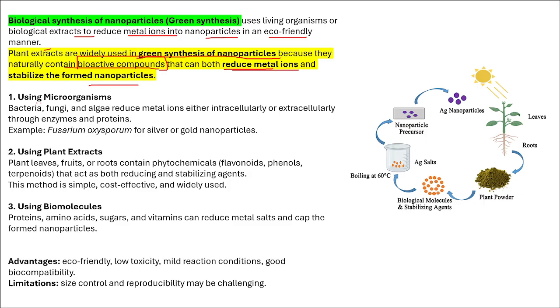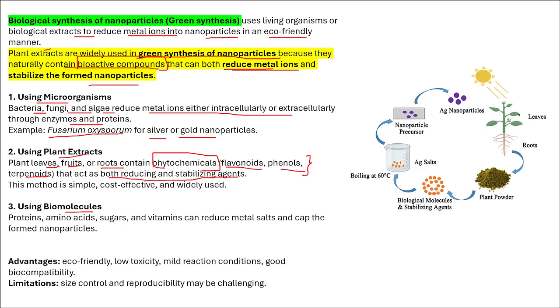So this can be done by using microorganisms like bacteria, fungi, algae. They reduce metal ions either intracellularly or extracellularly through enzymes and proteins. So like Fusarium oxysporum is used for synthesis of silver or gold nanoparticles. Using plant extracts like plant leaves, fruits, roots, they contain phytochemicals like different alkaloids, flavonoids, phenols, terpenoids, which act as reducing agent and stabilizing agent. Means they act both as reducing and stabilizing agents.